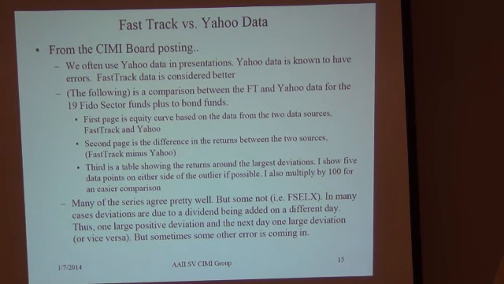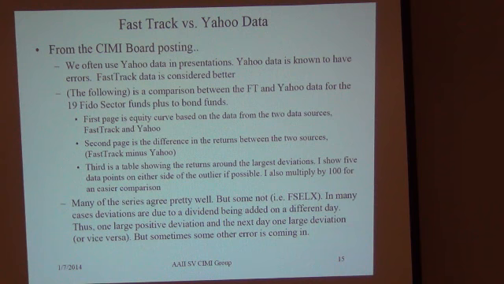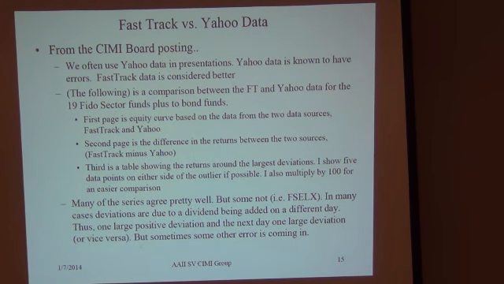The question has continued about how good Yahoo data is versus FastTrack data. So John went off and did some good work comparing those data points between the two. He provides essentially 3 pages: an equity curve with both FastTrack and Yahoo on there, a second page on the differences, and a third page picking out the largest deviations.